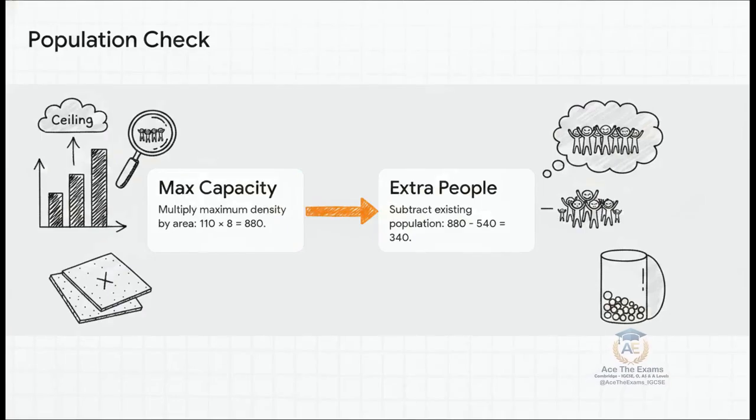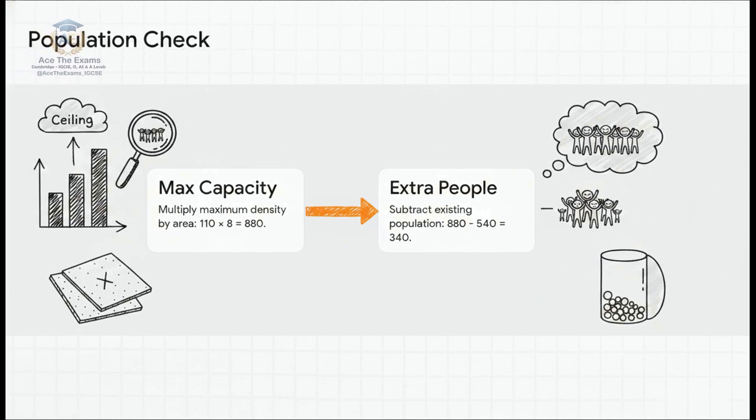Time's up. Let's break it down perfectly. First, we use our population triangle. We need to find the absolute maximum population allowed. Population equals density multiplied by area. So we take the max density of 110, multiply it by the area of 8, and we get 880 people total. That's the absolute ceiling.